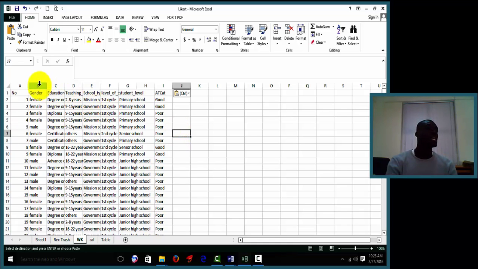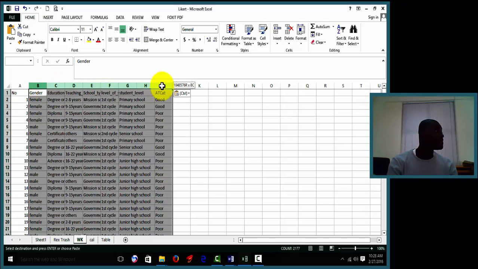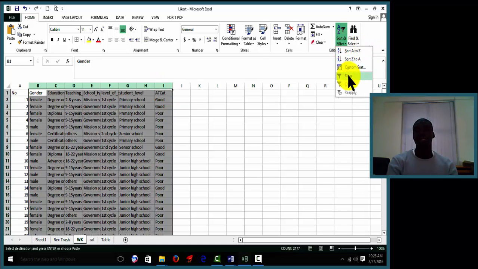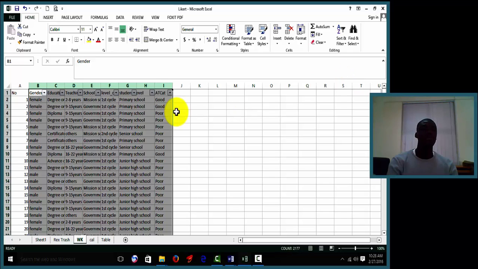Now, what you do is that you filter. So in this case, we are going to filter all of them together. Right. So we select all of them, and then we go to Sort and then we choose Filter. If we do this, you see now, all of them are in filtering mode.